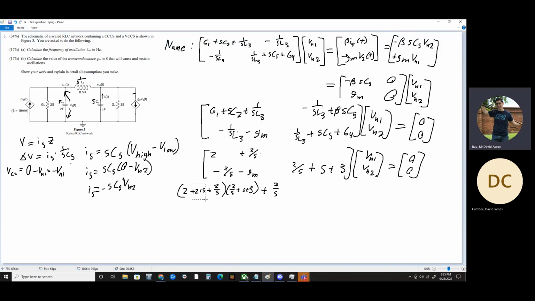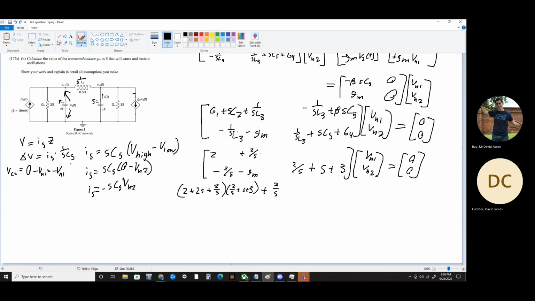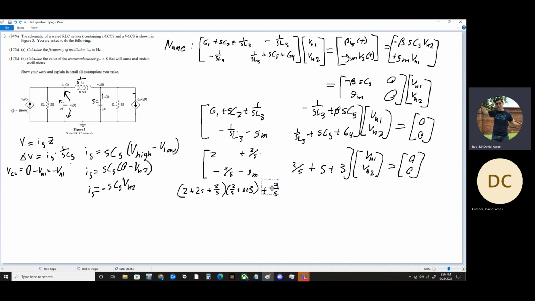Let's see. So that's going to be plus 2S. Or C2. Yeah, C2 is 2. So plus 2S. And then we have 1 over SL3 plus SC5, 2 over S plus 3. And then this is going to be... Let me do that. Let's select this, because now this is going to become negative. This part right here.